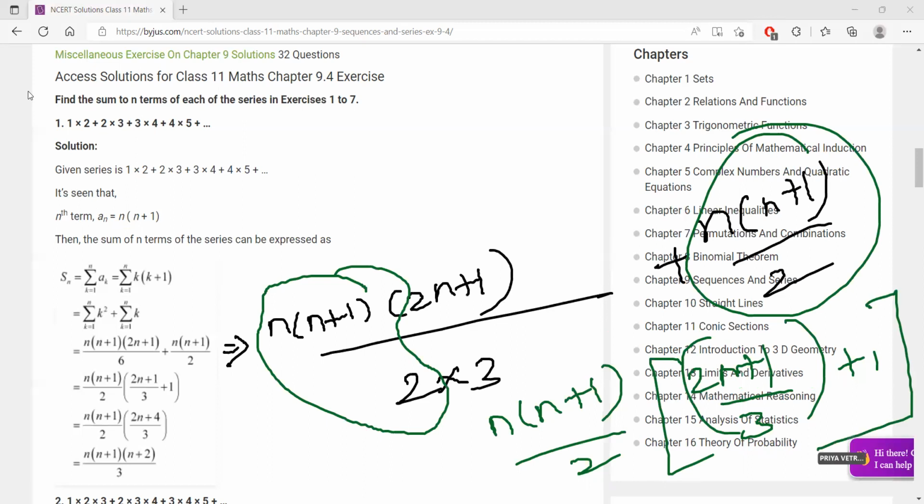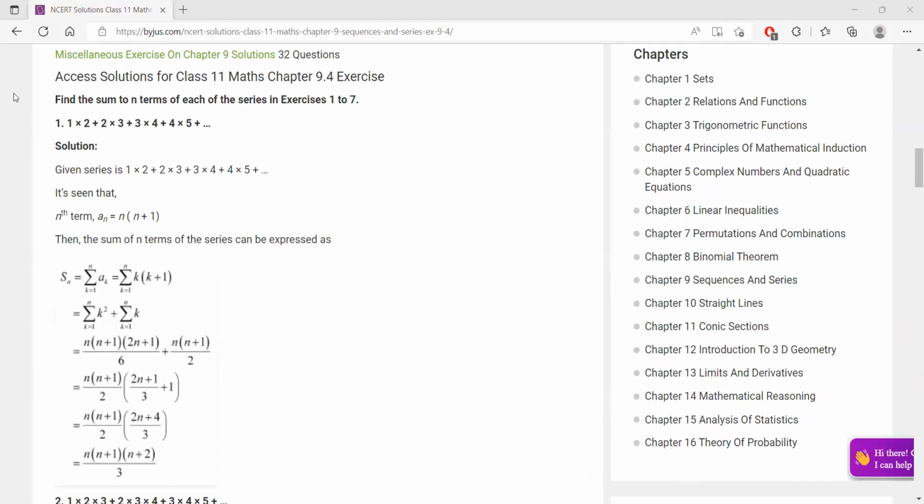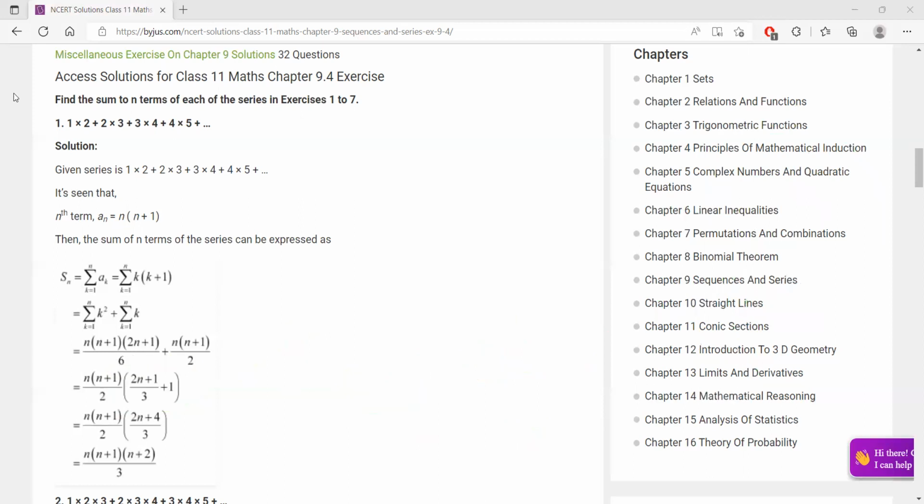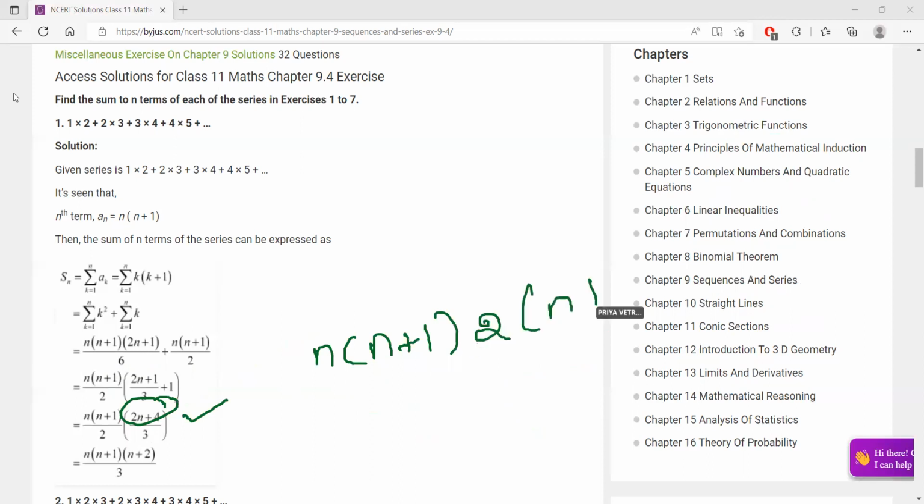Can you follow this? So you just simplify this by taking LCM. It's 2n plus 1 plus 3 divided by 3, which is 2n plus 4 whole divided by 3. So just multiply this. It's n into n plus 1 into 2n plus 4. Just take the 2 outside, Radha. So you will have n into n plus 1, take the 2 outside, you will have n plus 2.